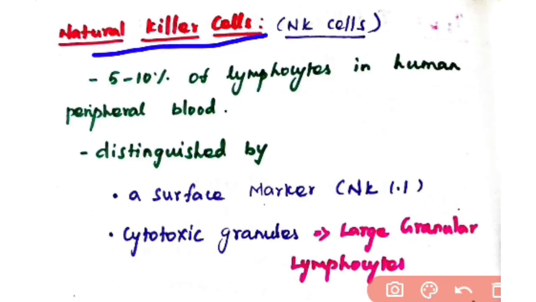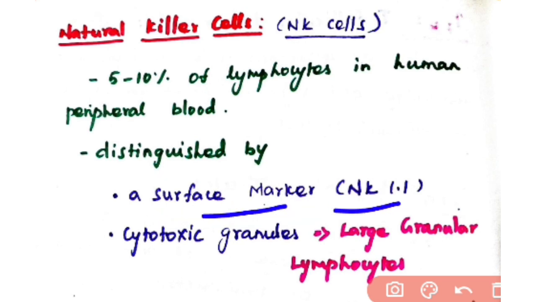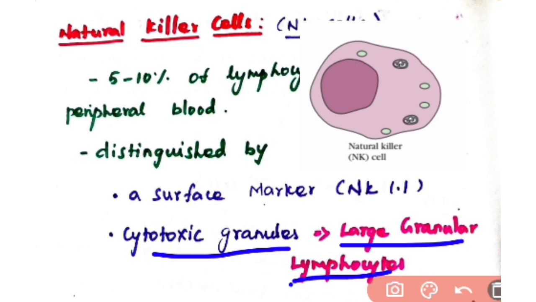Natural killer cells constitute 5 to 10% of lymphocytes in human peripheral blood. Okay, then they are distinguished from other cells by a surface marker which is known as NK1.1. Okay, as well as the presence of cytotoxic granules. Okay, so these natural killer cells are also known as large granular lymphocytes because of their appearance under the microscope.